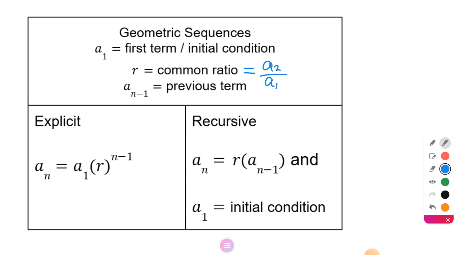The recursive formula, again, has two parts. You have to use both parts. You have to say a1 equals my initial condition, and then a sub n equals r times a sub n minus 1. You might also see a sub n minus 1 times r. They mean the same thing.